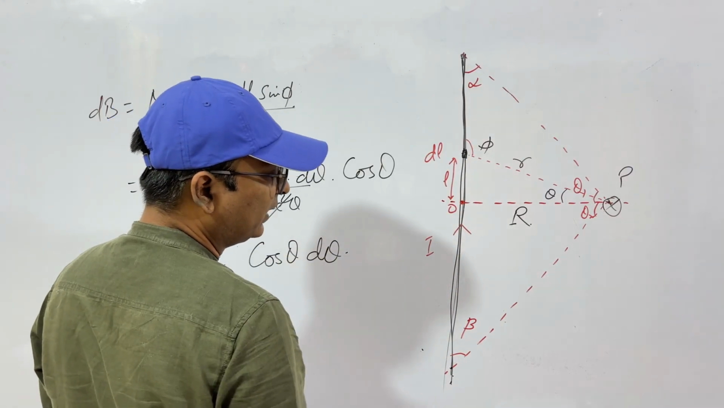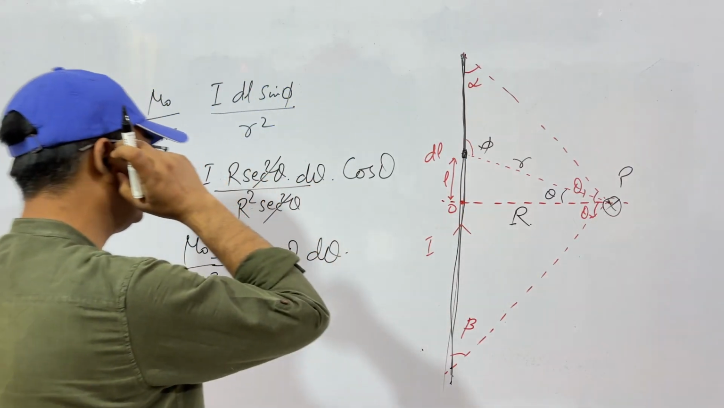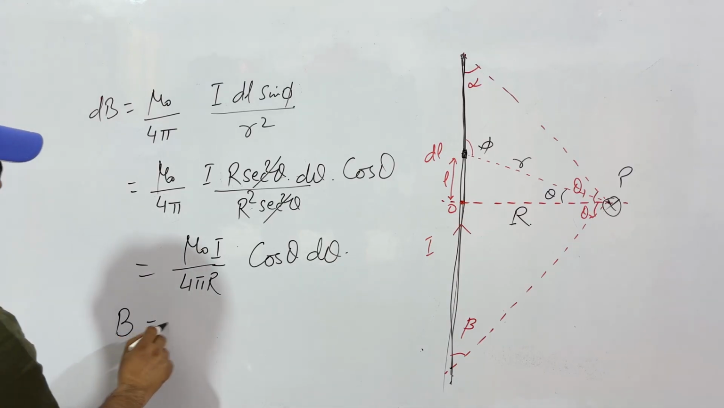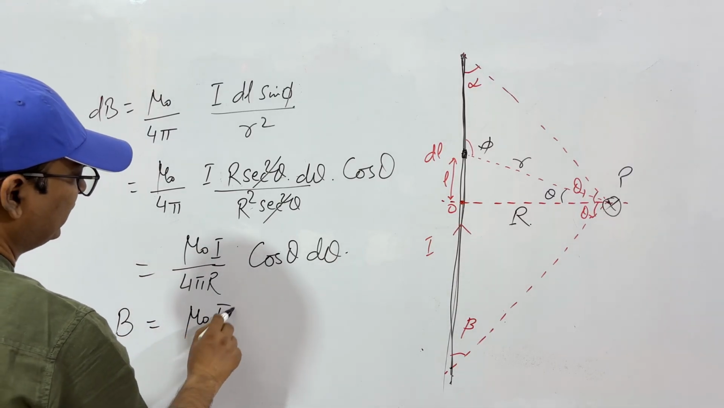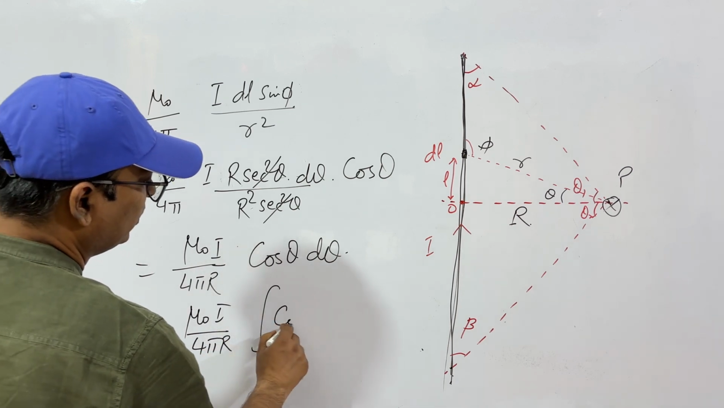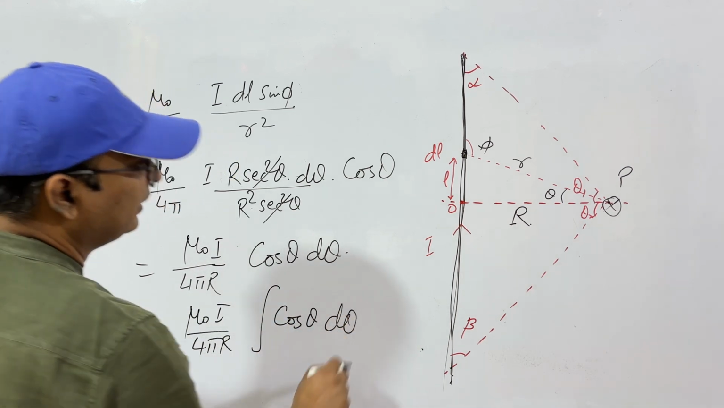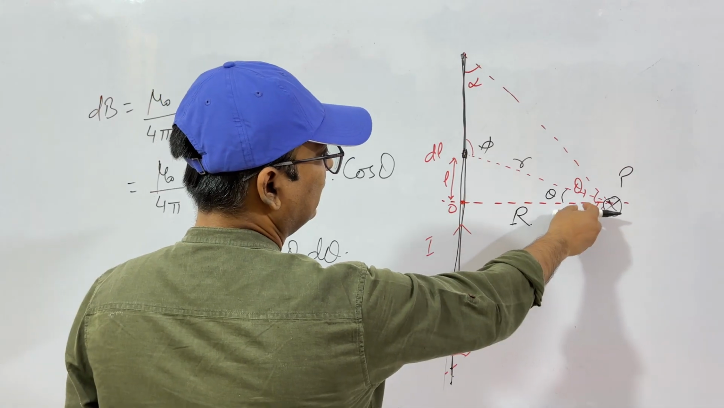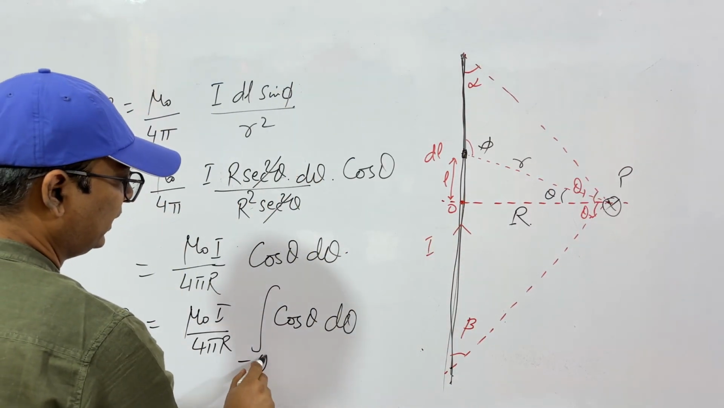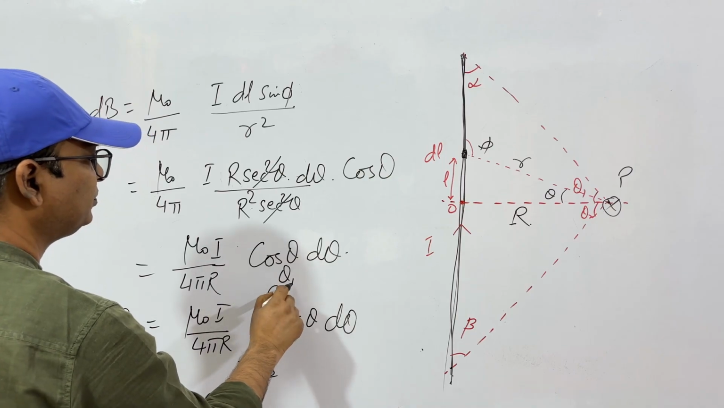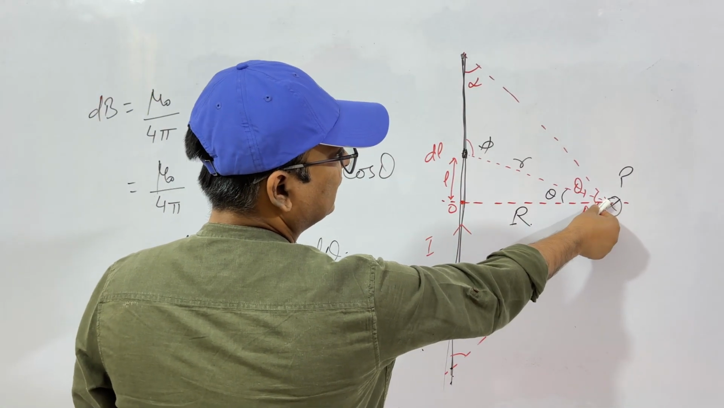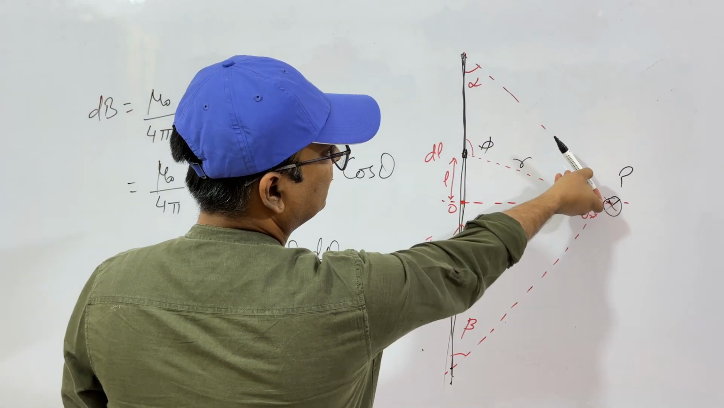Whatever be the length of the wire, we have angles to understand what the length of the wire is. So what we'll do, we will take the integration. μ0 I/4πr I am taking out, and here what you will get is cos θ dθ. dθ will be from minus θ2 to plus θ1. Clear? This is the point. So minus θ2, this to this. This is the 0 line.